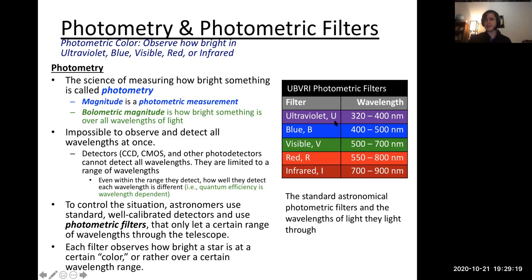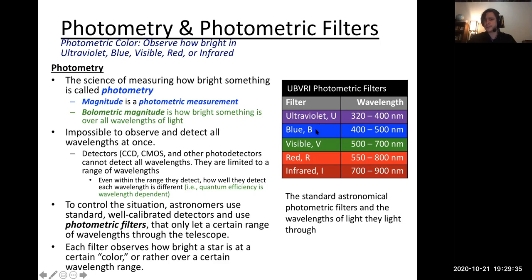The ultraviolet, the U filter, this is the wavelength range that it lets in. It does not let in any light of any other wavelengths. Only 320 to 400 nanometers. You do not need to memorize these numbers. In fact, I'm going to stop reading them and you can just look.